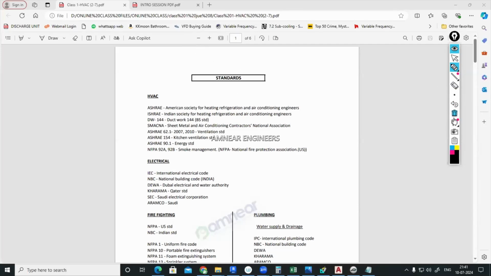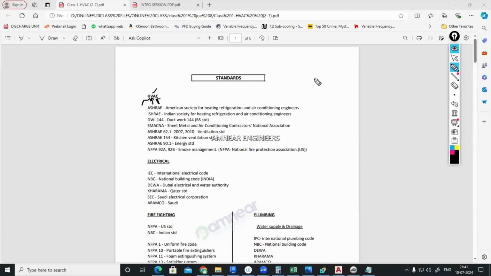Okay, what is HVAC? As you know, MEP is related to the construction industry. As long as there is human life in the world, there should be buildings and infrastructure development, so we have to give services. Under HVAC, we are dealing with heating, ventilation, and air conditioning.